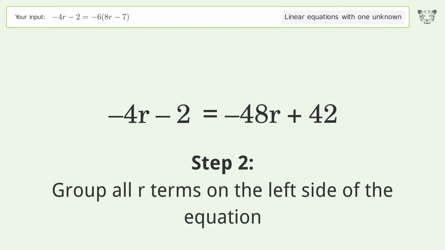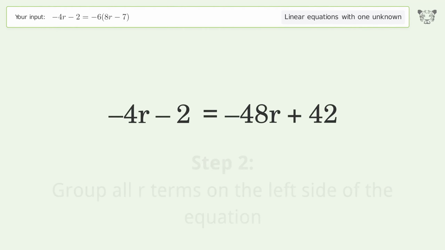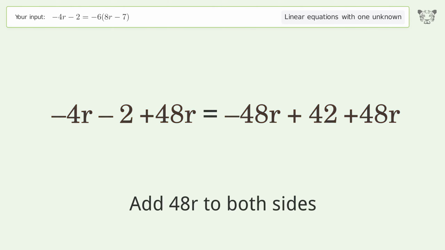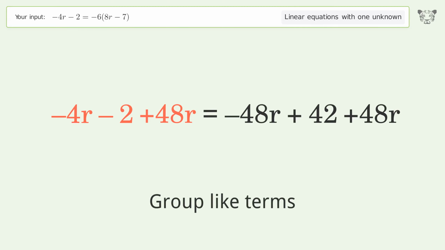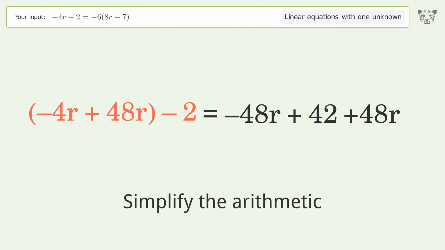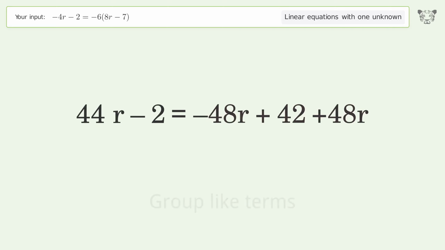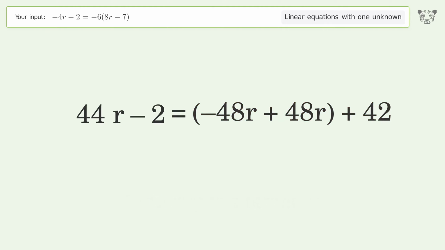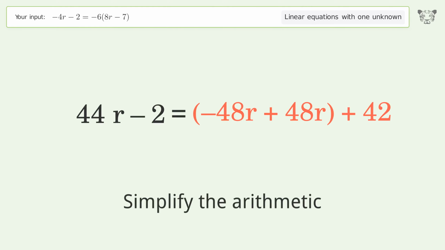Group all r terms on the left side of the equation. Add 48r to both sides. Group like terms. Simplify the arithmetic. Group like terms. Simplify the arithmetic.